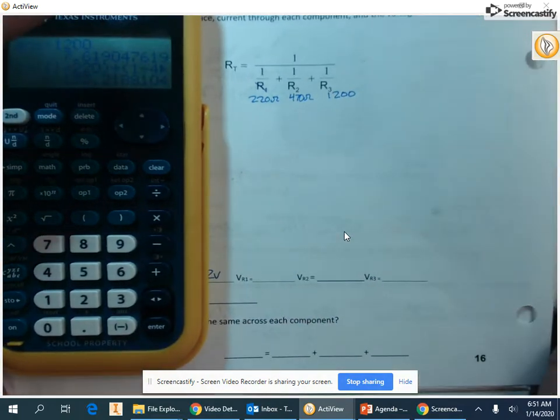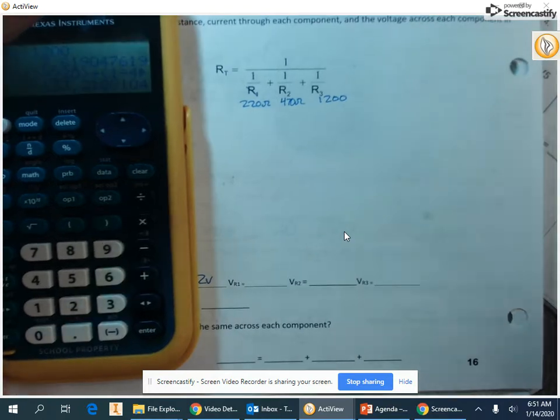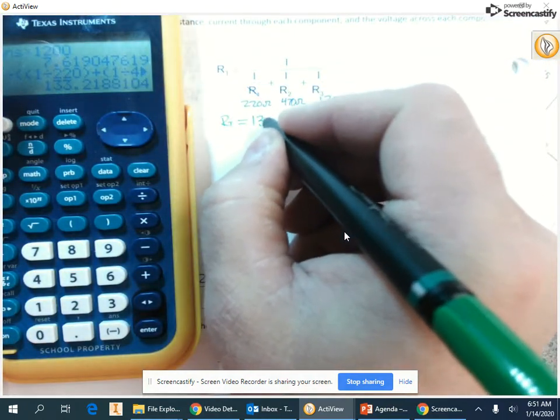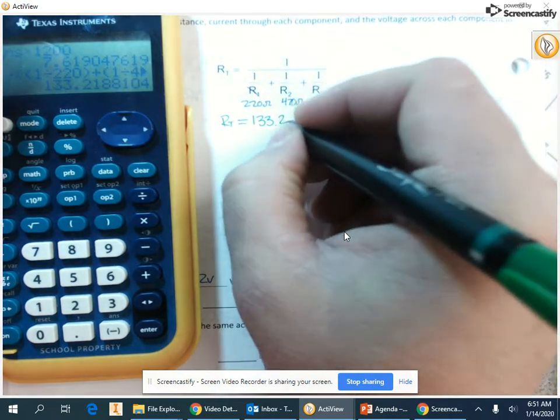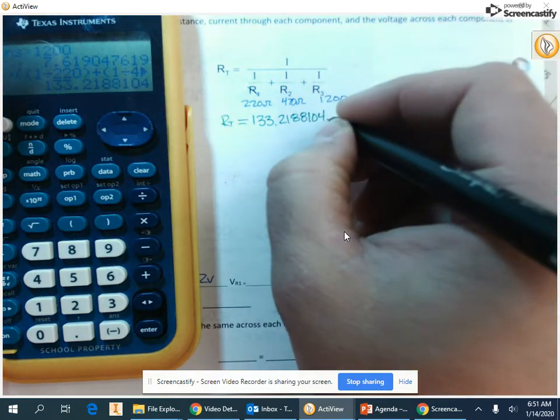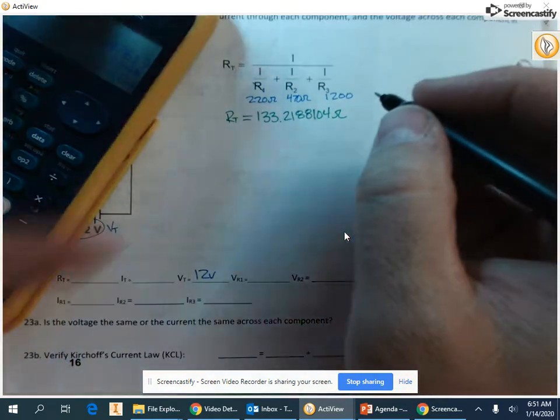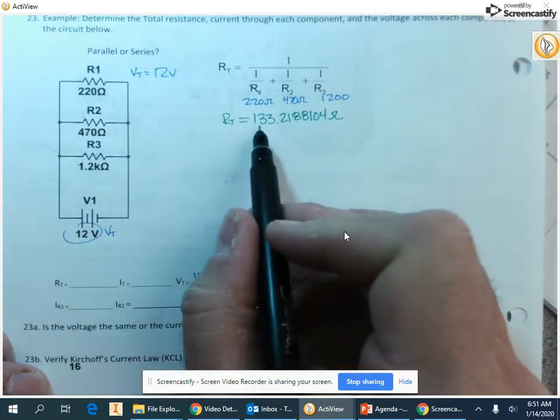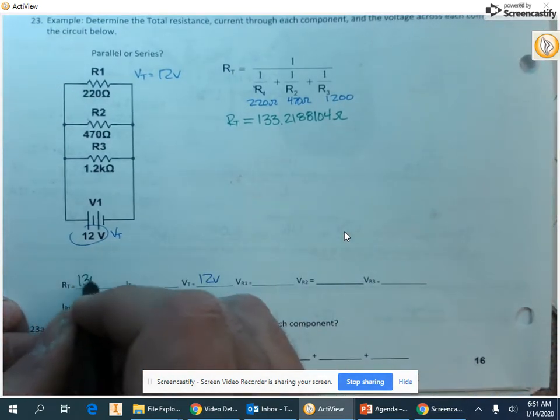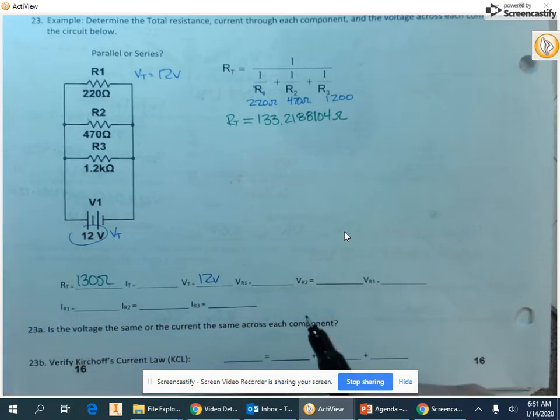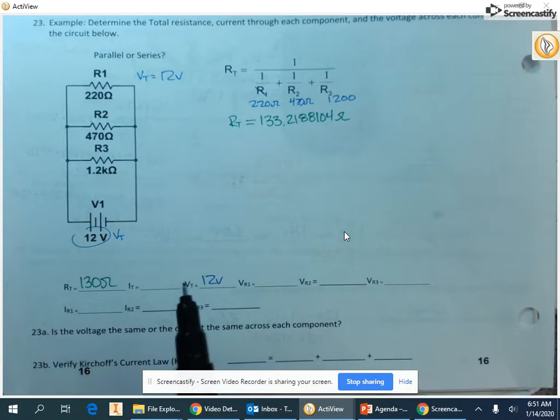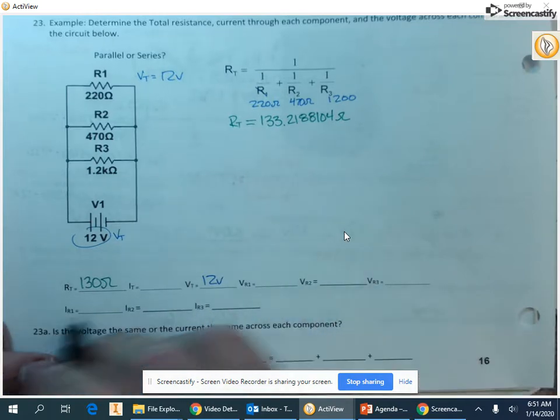And that gives me the total resistance, which my RT is 133.2188104 ohms. All right. And in sig figs, that would be 130 ohms, right? Or what would it be? 13 deca ohms, but we don't need to go there.